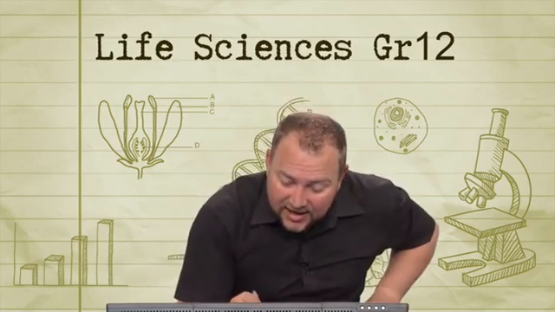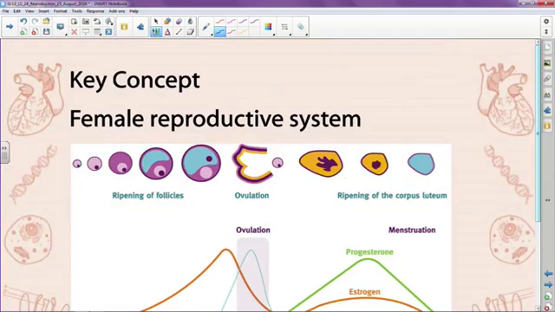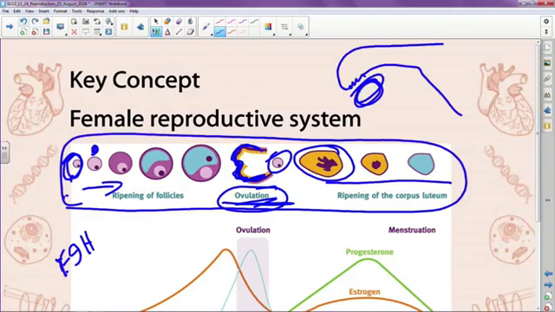And once that egg, or the ovum, is released, the releasing of that egg is called ovulation. This big piece here changes and becomes the corpus luteum. The corpus luteum keeps producing progesterone, and the smaller it becomes, the less it does, right? The smaller it becomes, the less progesterone it produces, and each one has a certain function.